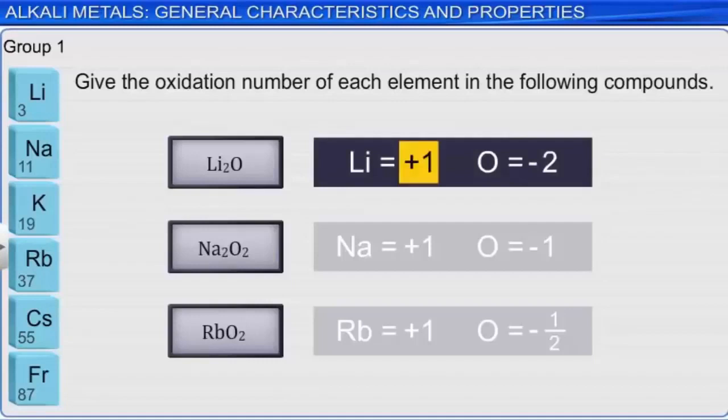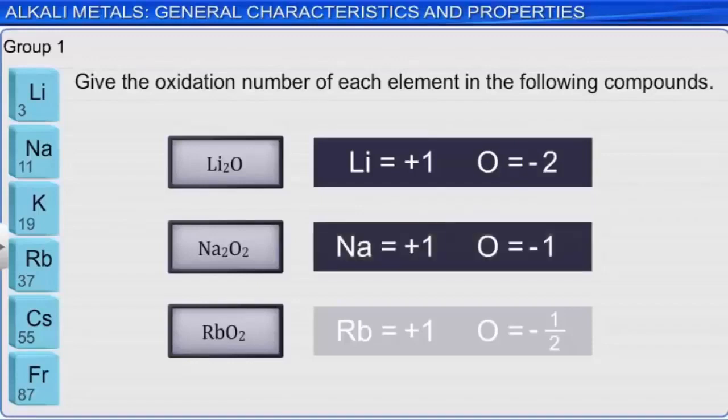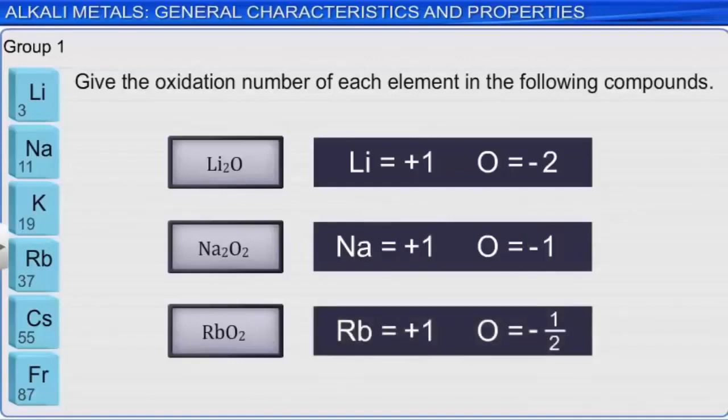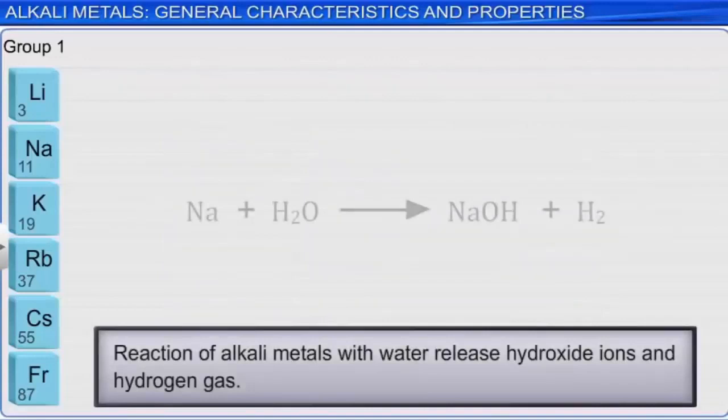The oxidation number of each element in their oxide compounds is also given. Lithium oxide: here lithium's oxidation number is +1 and oxygen is -2. That's why Li2O is the formula for lithium oxide. Next, sodium peroxide. Sodium's oxidation number is +1. Oxygen's oxidation number is -1. So sodium peroxide is Na2O2. Rubidium superoxide: here rubidium's oxidation number is +1. Oxygen's oxidation number is -1/2. So the formula for rubidium superoxide is RbO2.